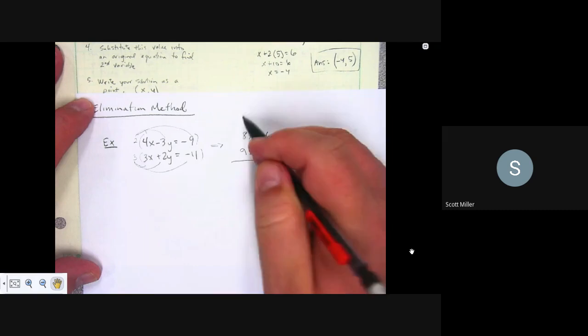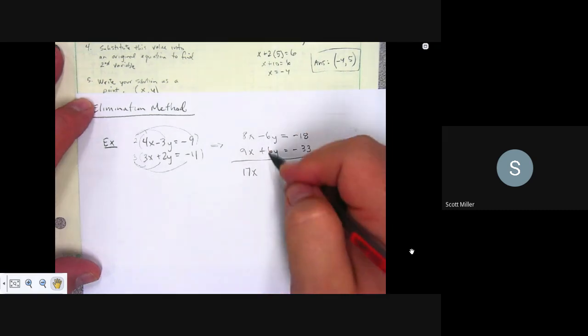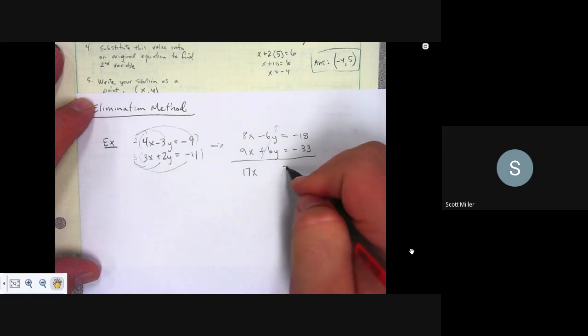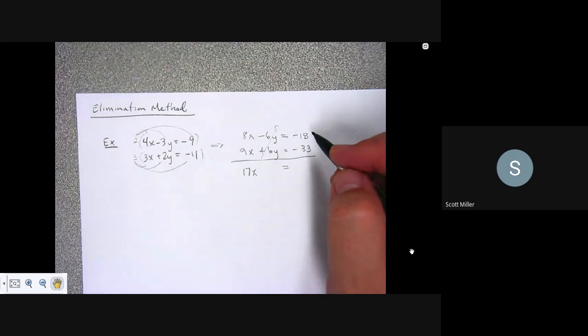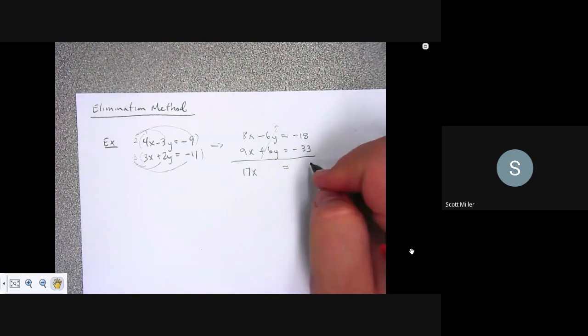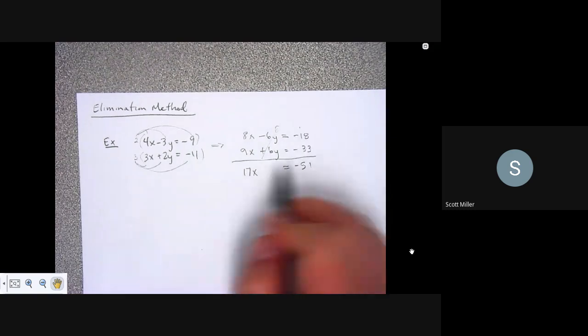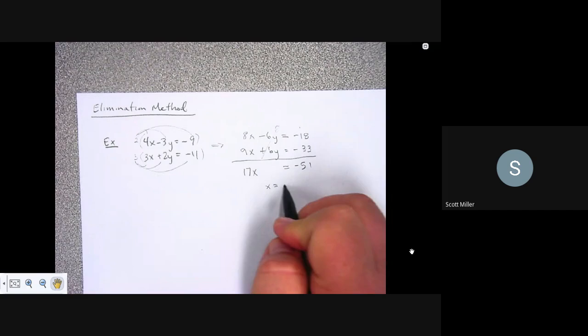When I add them by combining like terms, this becomes 17x. This is now eliminated. +6y plus a -6y is 0, so this is 0. The equal sign comes down, and then we add these up right here. Okay, adding those up, we get -51. And so now I have this equation right here that I can solve. Divide both sides by 17, and I get x equals -3.